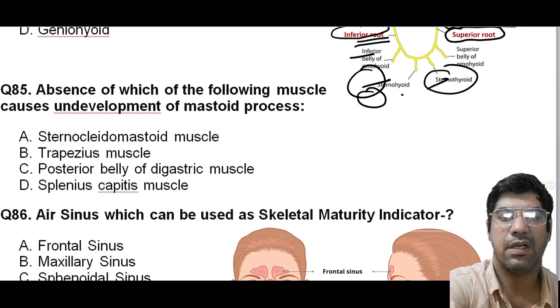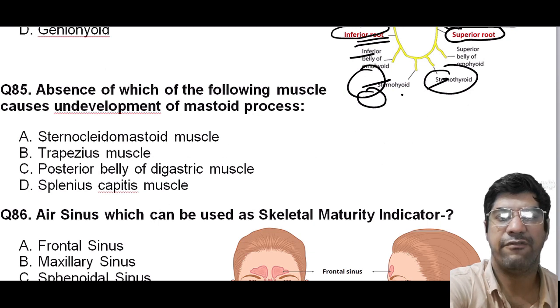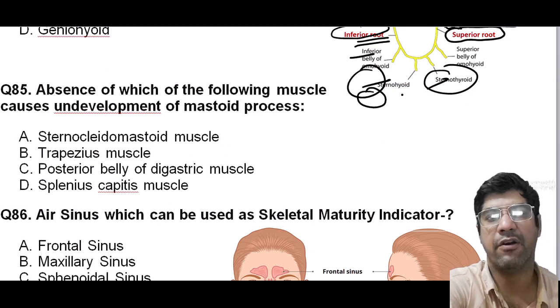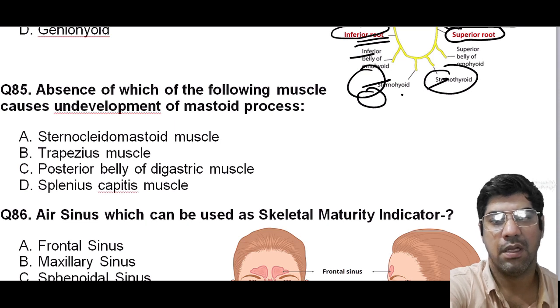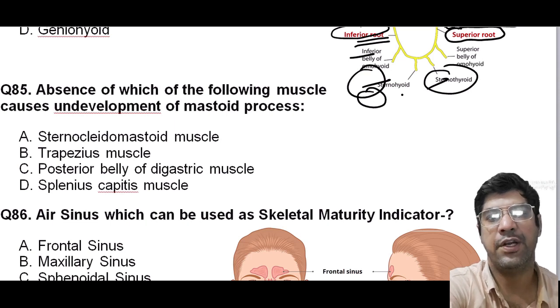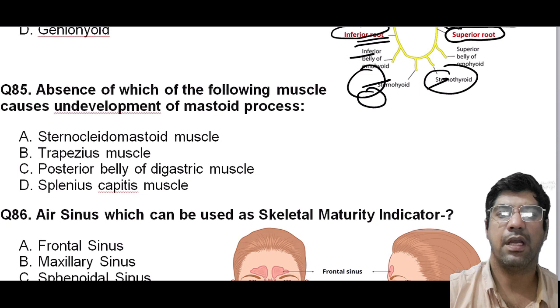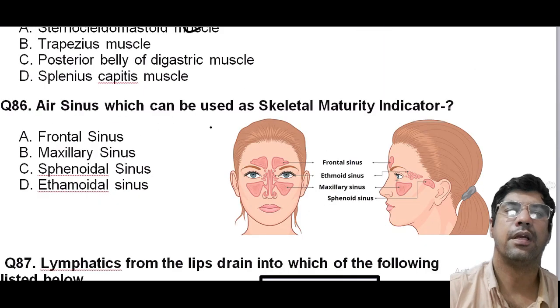Absence of which of the following muscles causes underdevelopment of the mastoid process? Well, the absence of the sternocleidomastoid muscle can lead to underdevelopment of the mastoid process. So your answer is A.